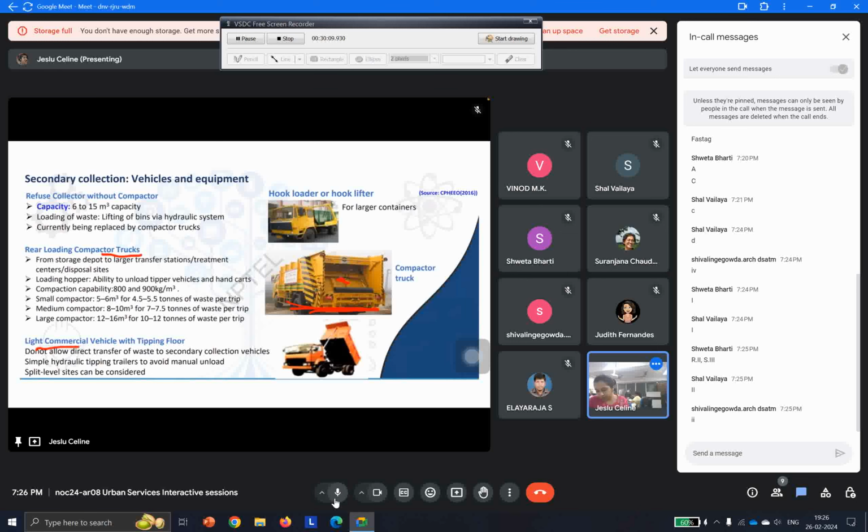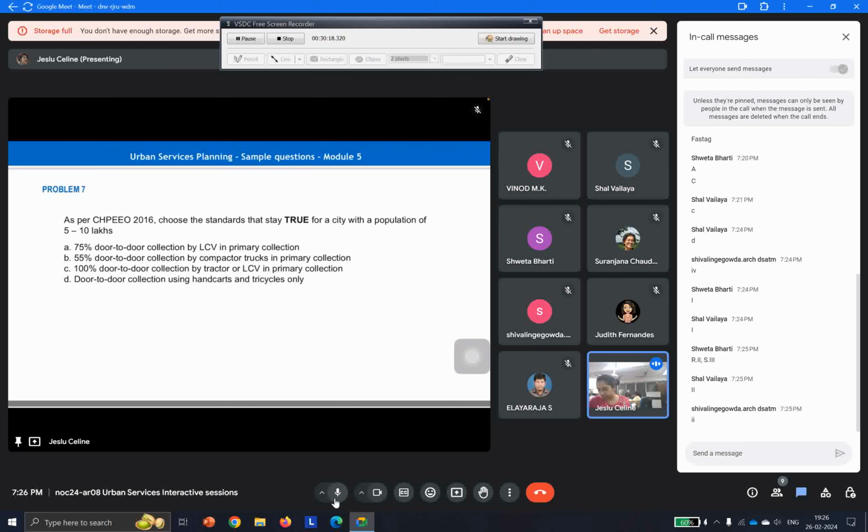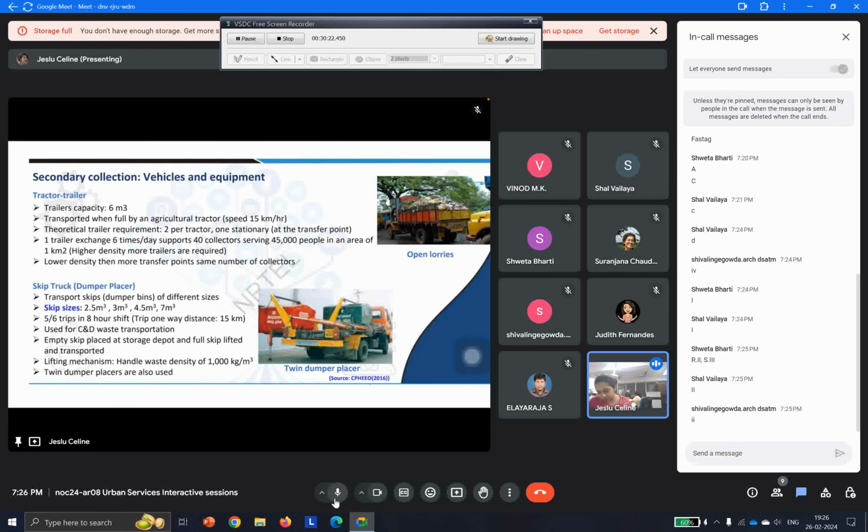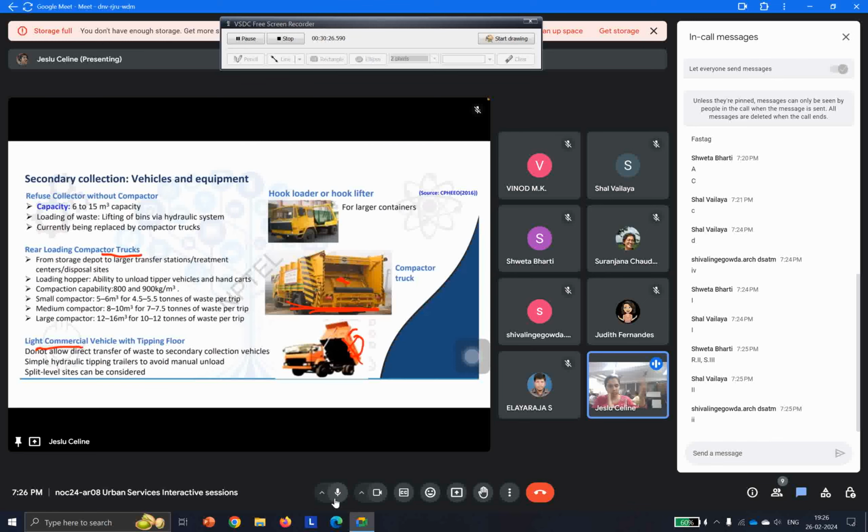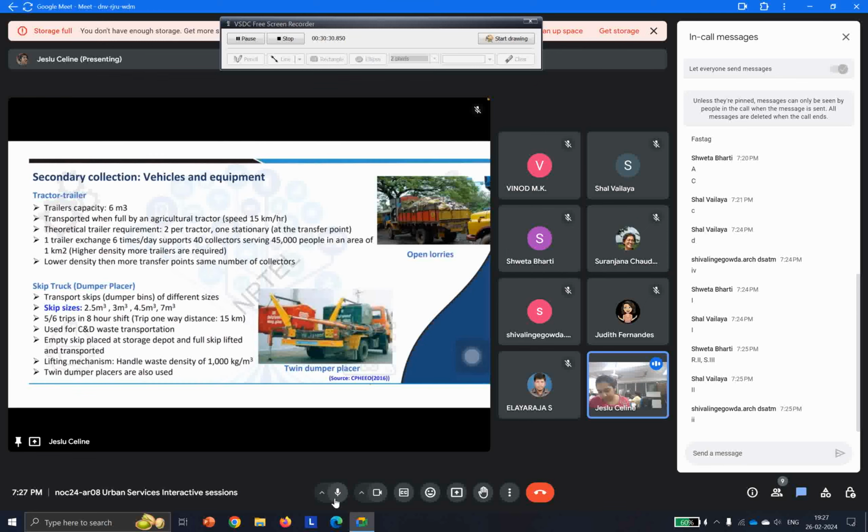Now you have the light commercial vehicle. It's something like this with a tipping floor, which means it can be tipped or rotated. There's also one that can be opened on all different sides. Now this one is the dumper placer, where you can place different blocks. You can directly place them onto that.